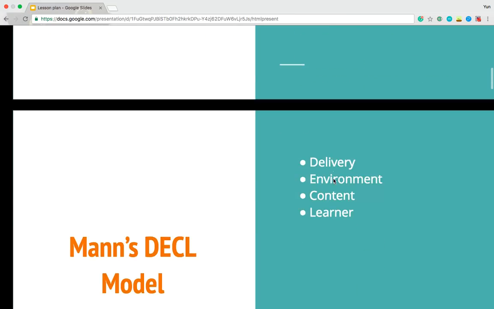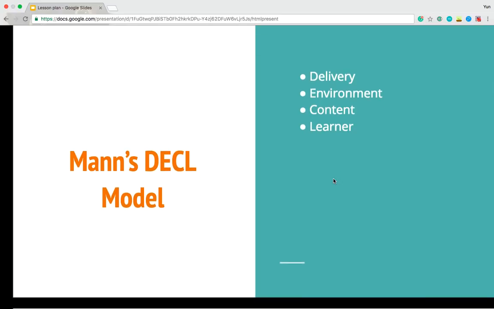We'll analyze the studies based on Mann's DECL model to find out how to implement Web 2.0 tools. In order to find out the factors that affect students' learning and how to implement Web 2.0 tools to better help students' learning, I'll deconstruct the studies according to Mann's DECL model. The model can be broken down into delivery, environment, content, and learner. This can help us make a better evaluation of Web 2.0 technologies and the learning process.